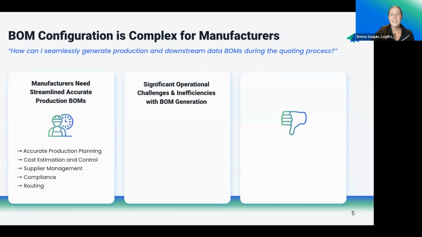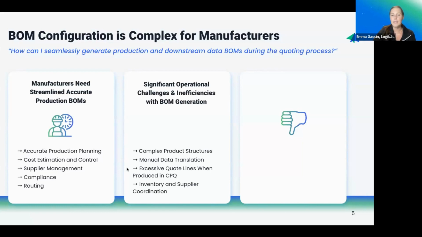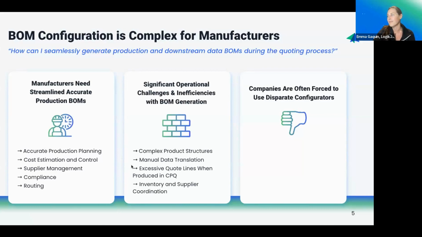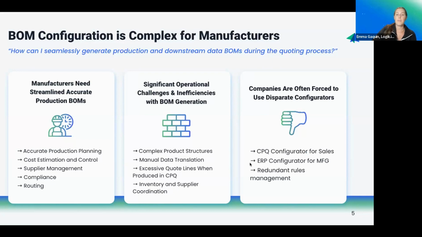Second, there are significant operational challenges, and there's often a manual process to generate these BOMs. We see complex product structures, manual data translation, excessive quote lines in CPQ, and it's complicated to coordinate inventory with your suppliers. Third, companies are often forced to use disparate configurators. An example that we often see is companies having a CPQ configurator for sales and a separate ERP configurator for manufacturing materials. That means redundant rules management, and it also leaves room for inaccuracy.